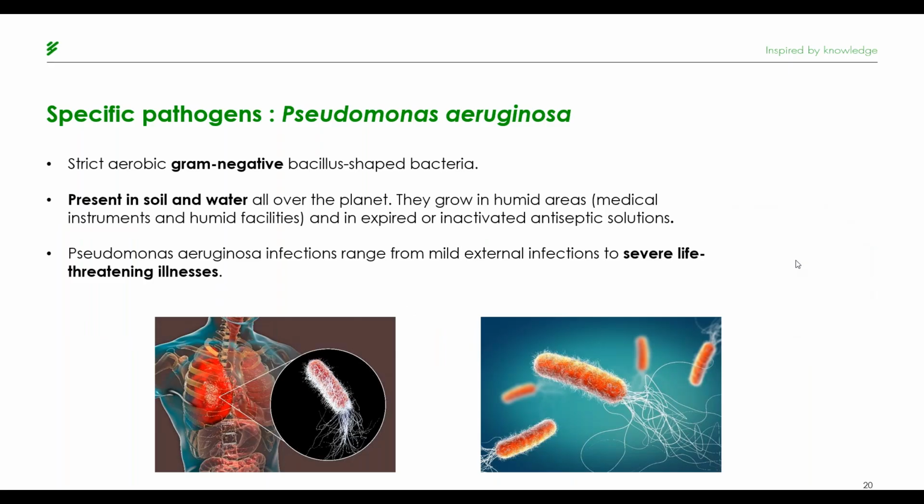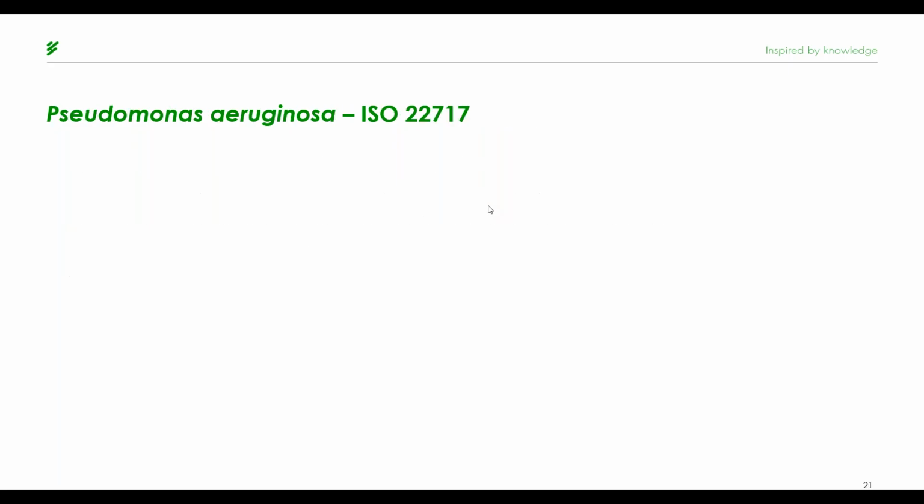Next, we analyze the next bacterium, Pseudomonas aeruginosa. This one is a strictly aerobic gram-negative bacterium shaped as a bacillus. This bacterium is present in soil and water all over the planet, and it grows in humid areas, such as medical instruments and humid facilities. They can also grow in expired or inactivated antiseptic solutions, so its analysis is very important. Pseudomonas aeruginosa can produce infections that range from mild external infections, such as ear canal infections, to severe life-threatening illnesses. So the analysis of Pseudomonas aeruginosa is very important in our cosmetic products.